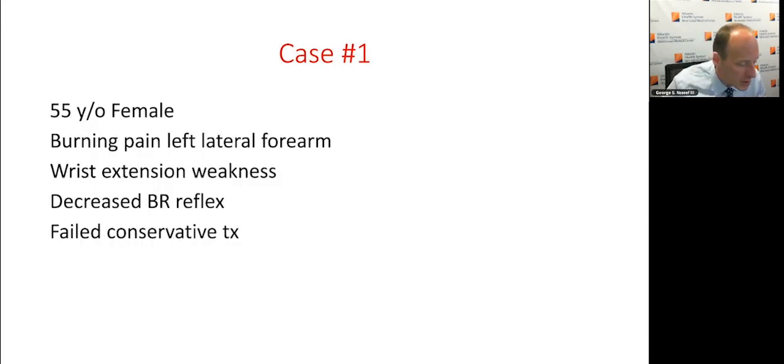So with the remaining time, I was just going to go over a couple cases. Case number one, this was a 55-year-old woman who presented with burning pain in her left lateral forearm. She had right wrist extension weakness. She had lost brachioradialis reflex. She had failed conservative treatment. So based upon that, wrist extension weakness, loss of brachioradialis, you're thinking C6.